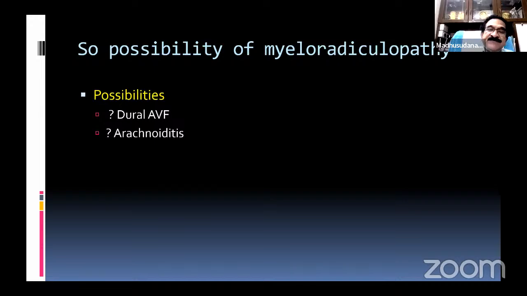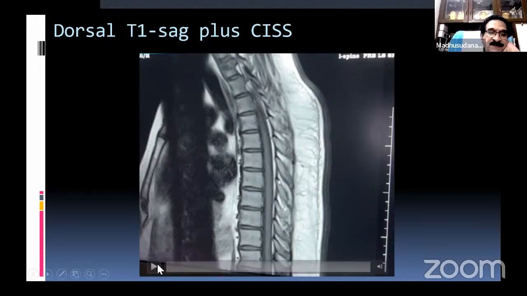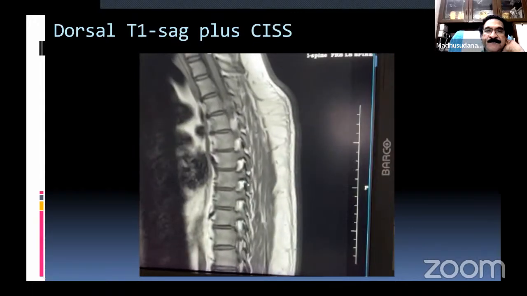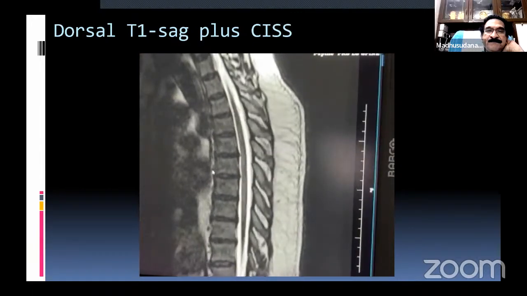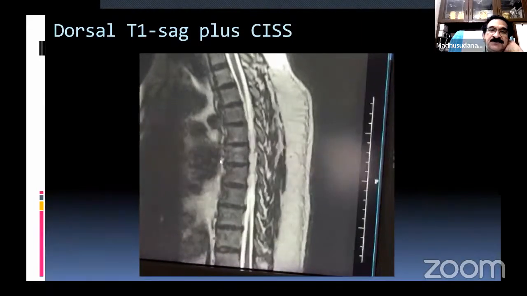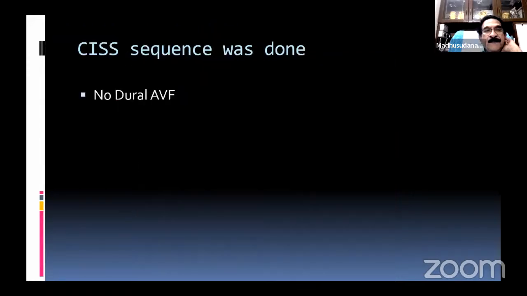For dural AVF, the ideal sequence is the CISS sequence, a high T2 where you can clearly make out the vessels. So, that was done on my insistence. This is a T1, this is not the picture. And that is a CISS sequence. There is no vessel at all. There is no evidence of dural AVF. And usually dural AVF produces some congestion of the cord, that is also absent. So, no dural AVF.